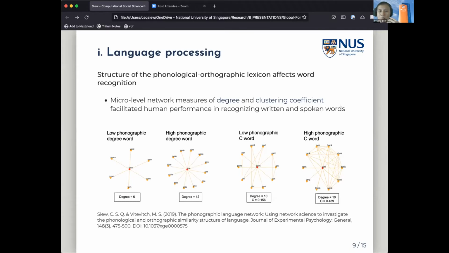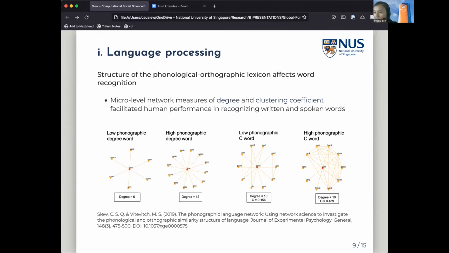Degree is basically the number of friends you have. So if you have many friends, you are a high degree node in a social network. If you have few friends, you are a low degree word. On the left here, you can see an example of a word that has either high or low phonographic degree. In a phonographic network, if you have many friends, that actually helps you process the word better. You're faster, you're more accurate. The general idea is that the higher degree reflects this convergence of phonological and orthographic information that helps to facilitate recognition.